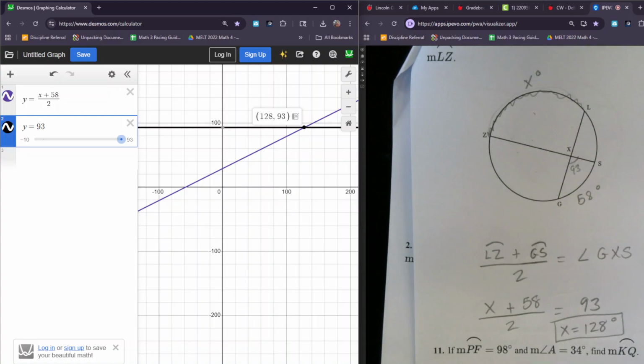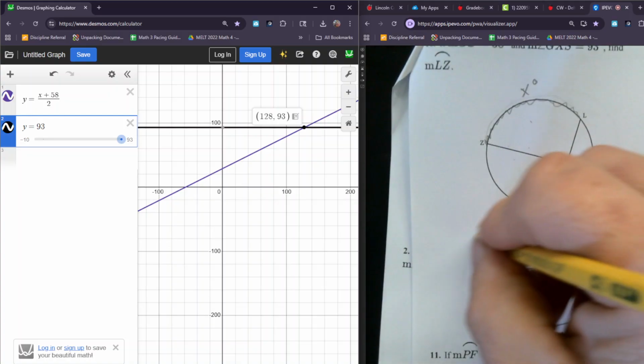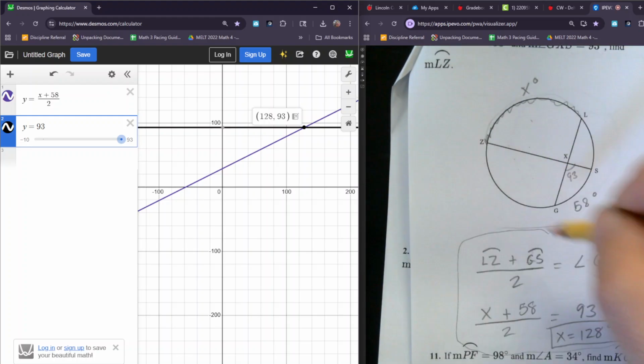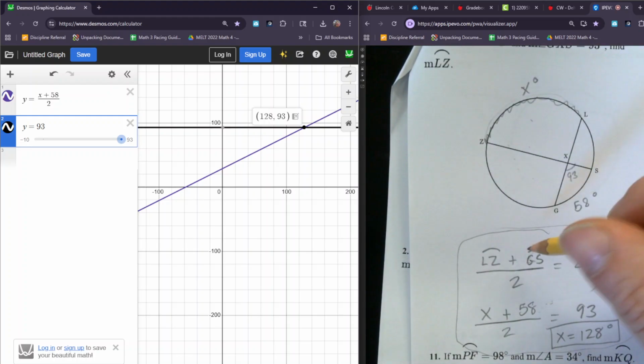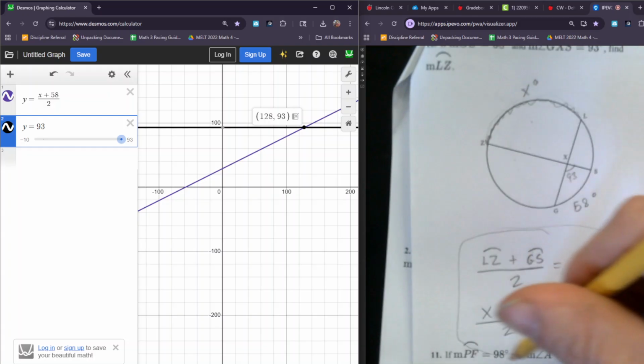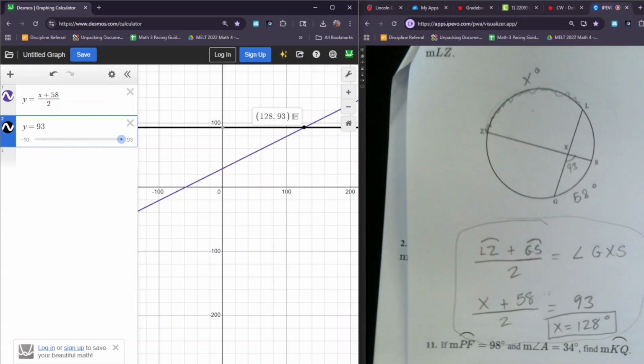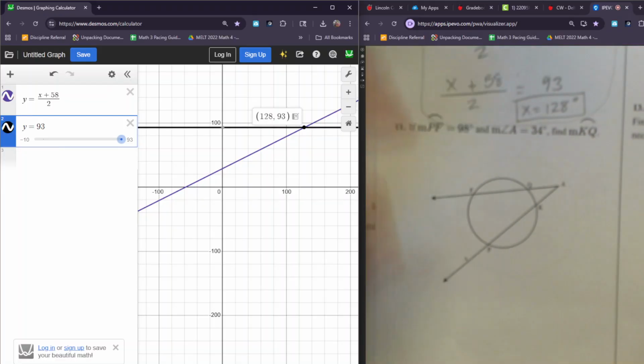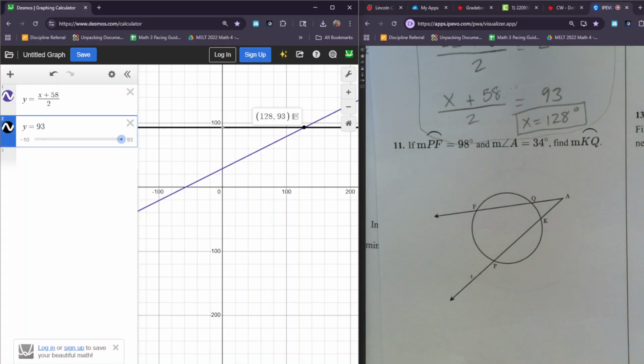All right, guys, as far as these angles go, I like to see all of this right here, but you would at least have to show me this so I'll know exactly how you got it. Now these are the ones I want to see. This is the one I'd like to see.